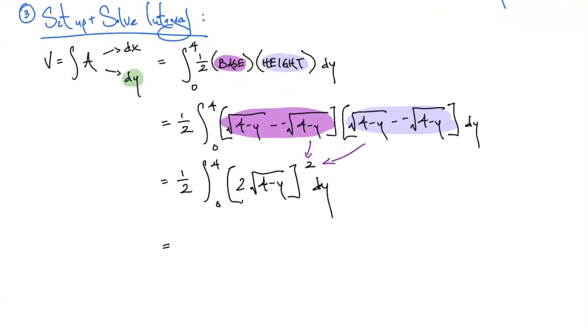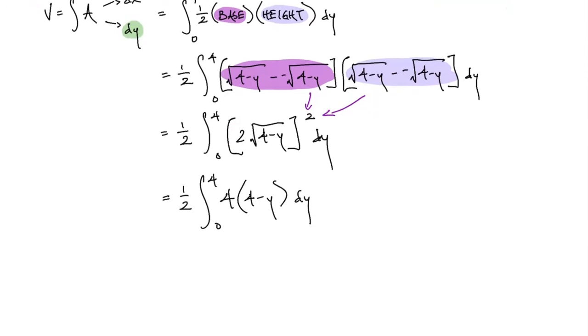If I go ahead and bring this 2 out to the front right now, what mistake did I make? I didn't square it, right? That 2 has to be squared. The square root of 4 minus y has to be squared, right? Everything in there has to be squared. And so I get 1/2 the integral from 0 to 4 of 4 times 4 minus y. Okay, so I have to distribute that square.